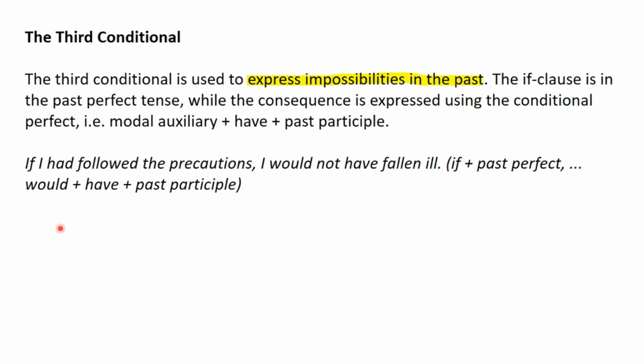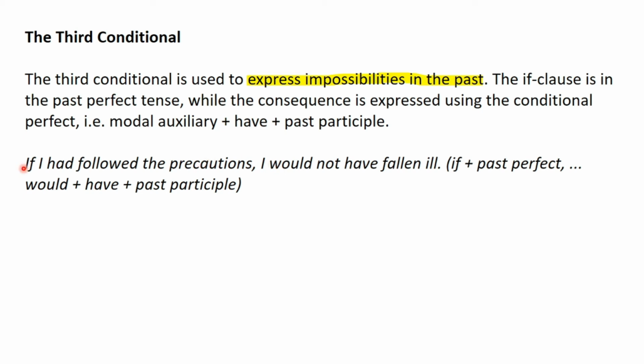The third conditional expresses impossibilities in the past. Look at this example. If I had followed the precautions, I would not have fallen ill. Now this situation was possible in the past time frame. I could have followed the precautions, but since I did not follow the precautions, I fell ill. So I'm expressing this impossibility in the past because now I've fallen ill. It is not possible for me to follow these precautions anymore and avoid falling ill.